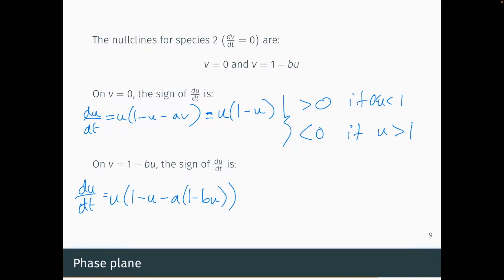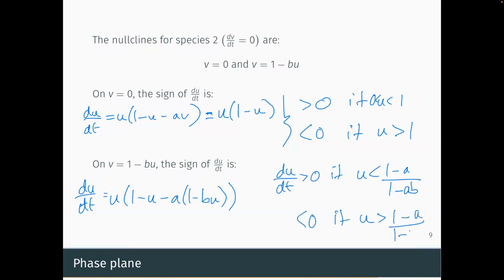It's a little bit tricky to work out what this is. But again, like before, we can show that du/dt is going to be positive, so we move to the right, if u is less than (1 minus a) over (1 minus ab), and it's going to be negative if u is greater than (1 minus a) over (1 minus ab). Again, we see that this is the u coordinate at the coexistence equilibrium. It changes sign there.